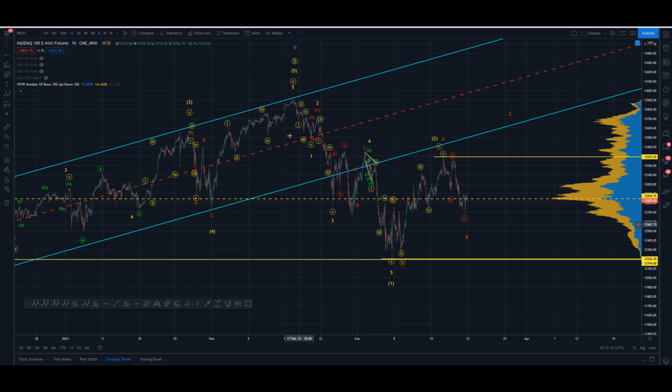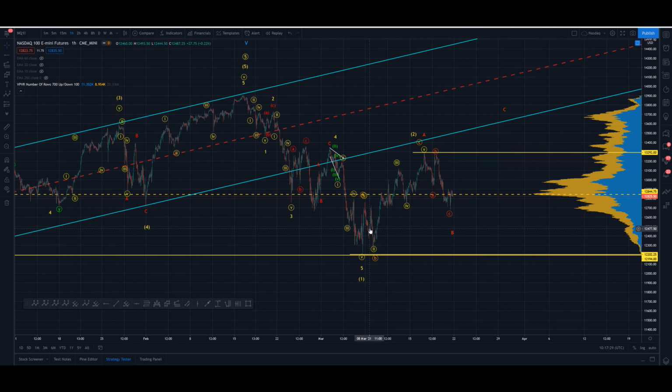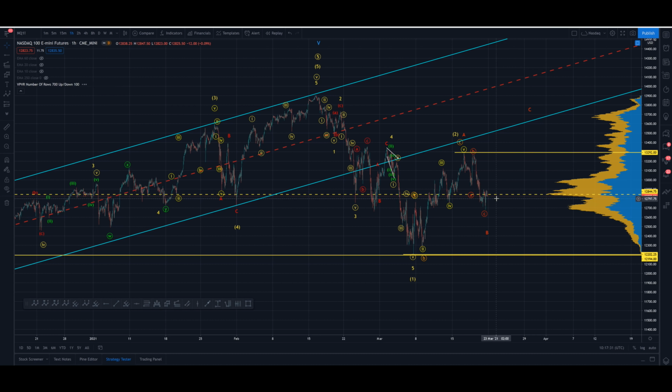So I much prefer to just wait for 3 waves back and short it. 5 waves down, 3 waves back, wait for the reversal, short it. Same if you're buying. 5 waves up, 3 waves back, buy it, so on and so forth. That's how Elliott Wave traders tend to function as retracement traders. Right then, so that's my take on the NASDAQ.